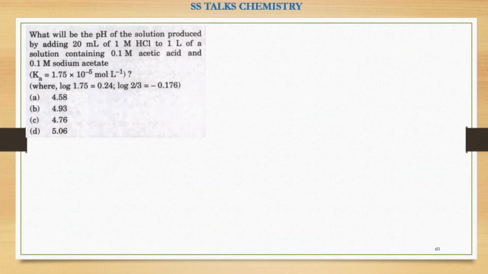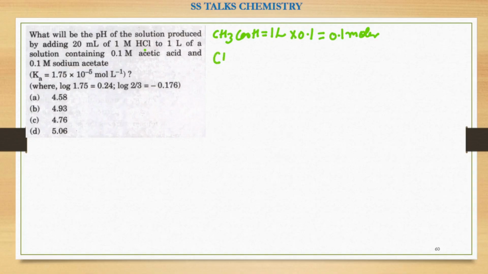Next we have this question. It says: what will be the pH of a solution produced by adding 20 ml of 1 molar HCl to 1 liter of a solution containing the acetic acid and the sodium acetate? So we are having the acetic acid, how much amount is there? That is 1 liter and 0.1 molar. So 0.1 molar, that is 0.1 moles of it we will be having.